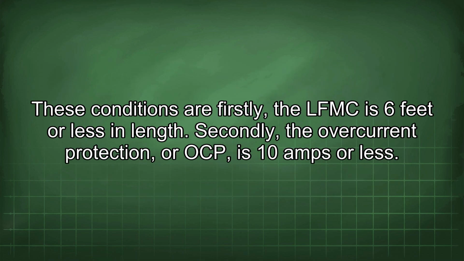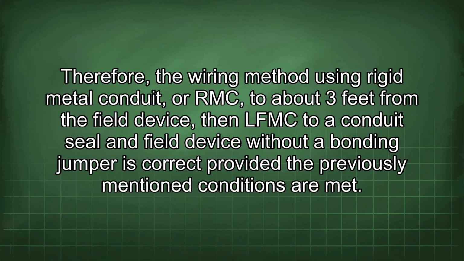These conditions are: firstly, the LFMC is 6 feet or less in length. Secondly, the overcurrent protection, or OCP, is 10 amps or less. Therefore, the wiring method using rigid metal conduit, or RMC, to about 3 feet from the field device, then LFMC to a conduit seal and field device without a bonding jumper is correct, provided the previously mentioned conditions are met.